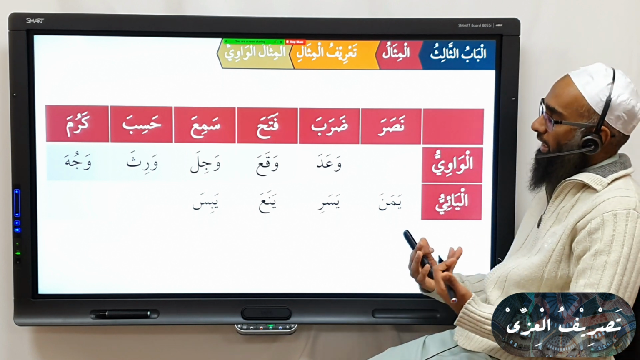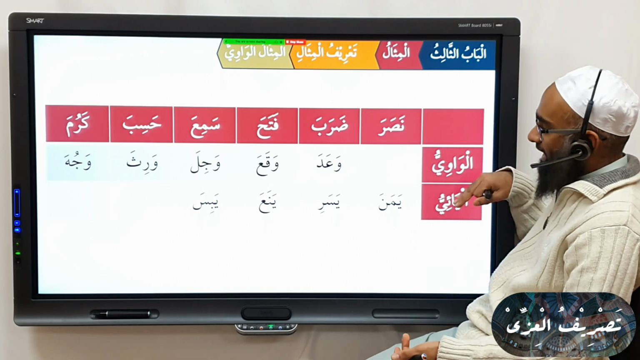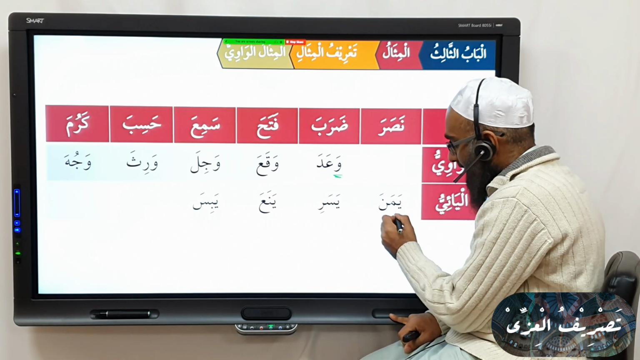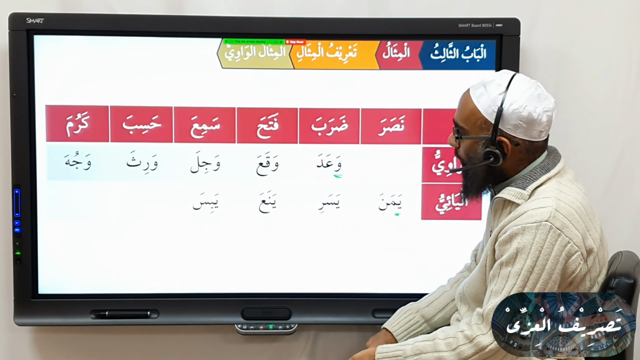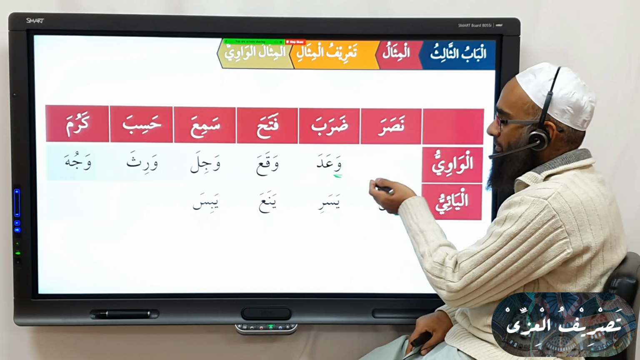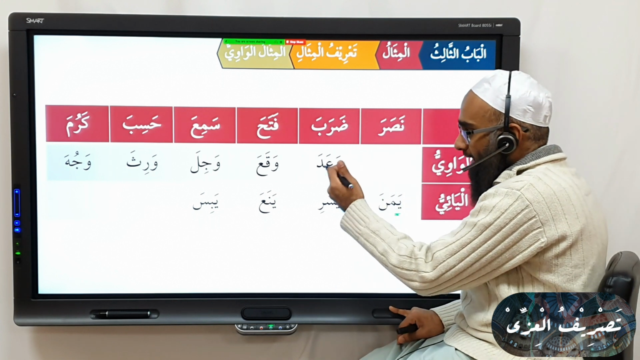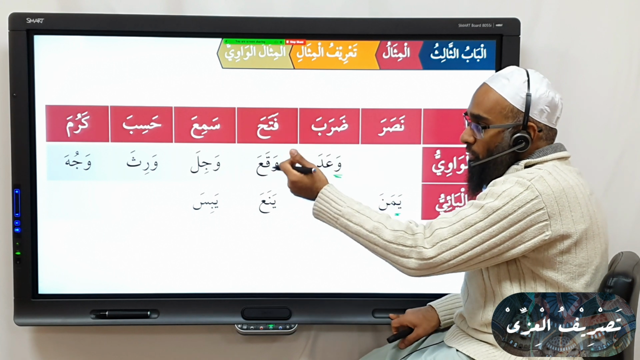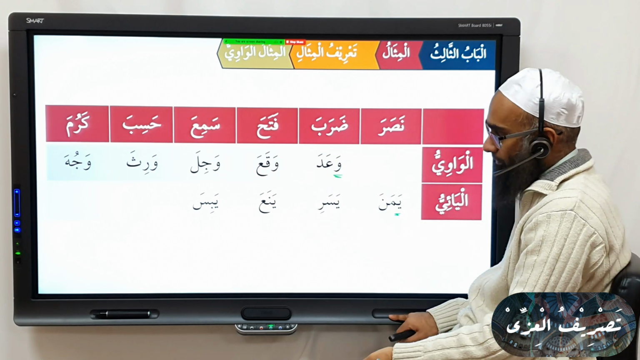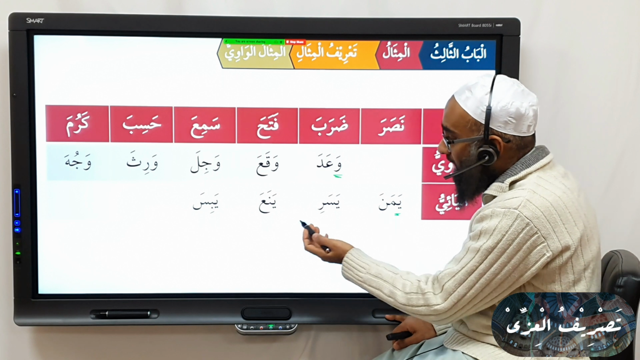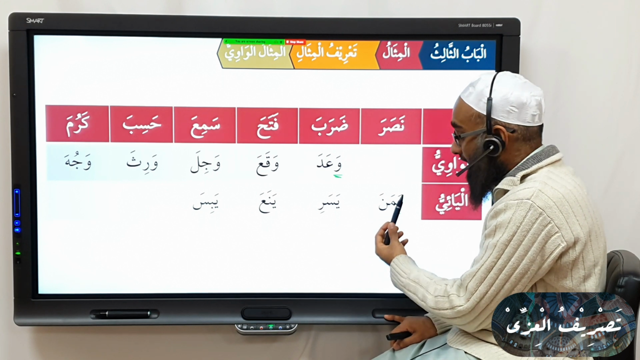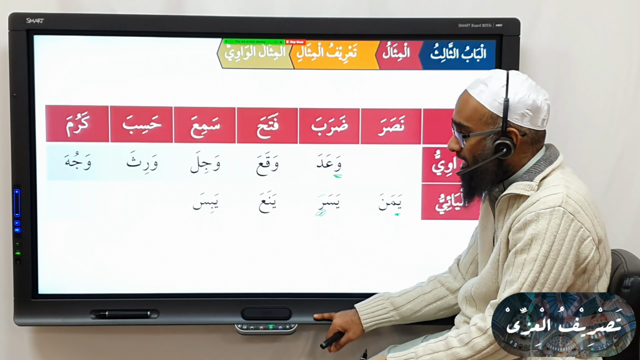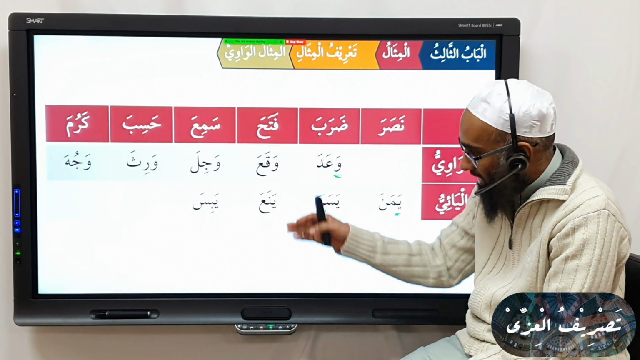Now, where do we get mithal? If you look at here, mithal wawi and mithal ya'i. Mithal wawi is where there's a waw, and ya'i is where there's a ya. Mithal wawi comes in all of the abwab except nasara yansuru. You get wa'ada ya'idu, fataha yaftahu, waqa'a yaqa'u, sami asma'u, wajila yawjalu, waritha yarithu, wajuha yawjuhu. And ya'i you get four: yamana yaymanu, yasara yaysiru, yana'a yayna'u, and yabisa yaybasu. So you get these abwab.